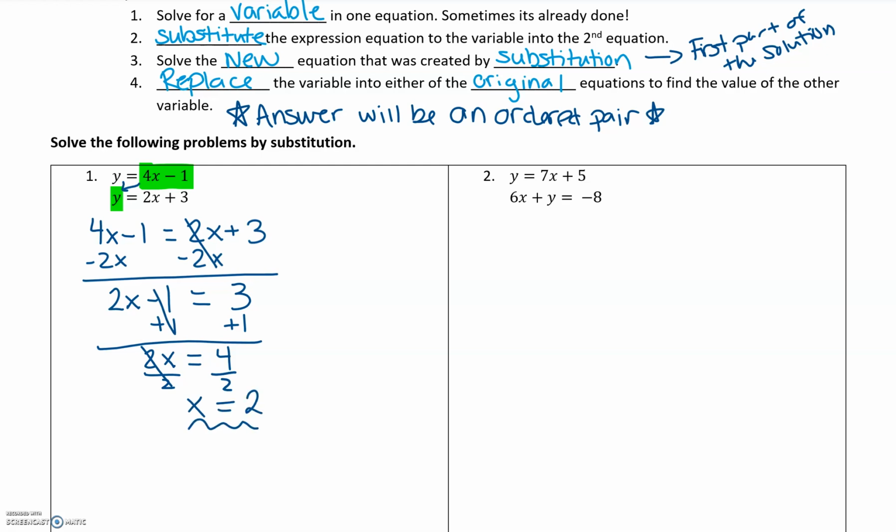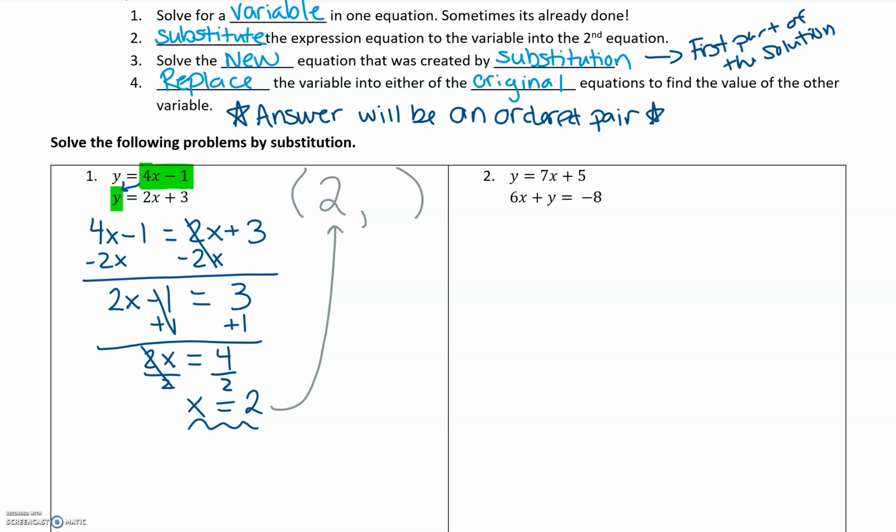Remember I said after step 3, we should have the first part of our solution. Our solution is going to be an ordered pair. This piece right here is the x, so I'm going to put it where the x should go.